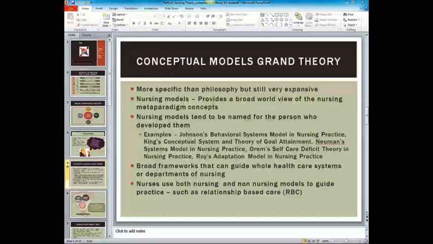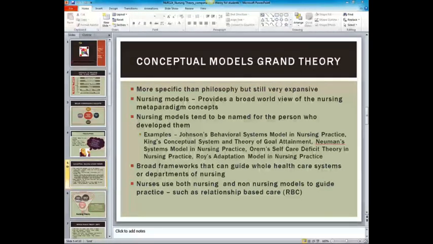Nursing models, they provide the broad worldview of nursing meta-paradigm concepts. So they discuss the definition of nursing, but it's very broad and very expansive as opposed to just a couple little sentences. It really does do an overreaching discussion of what nursing is. Okay, nursing models tend to be named for the person they're developed for. So you can see some examples here, and these are the ones we're going to be talking about in this course.